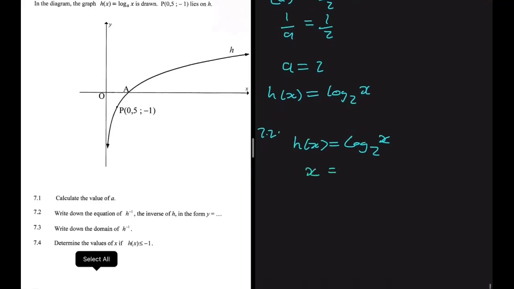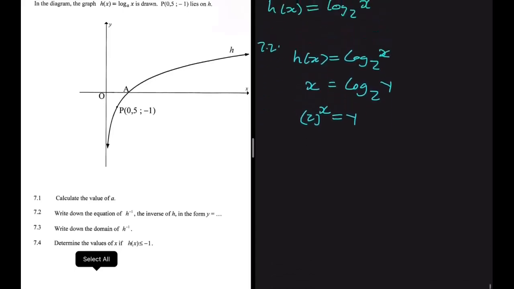We swap in x and y, right? And then log of, instead of x, we're going to put y, and then base of 2. So if we solve for y here, we're going to have the equation of the inverse. If we do that, we're going to get 2 to the power x being equal to y, right? So we have the equation of y. y is equal to 2 to the power of x, and that is the inverse of h. Yes, it is that easy.